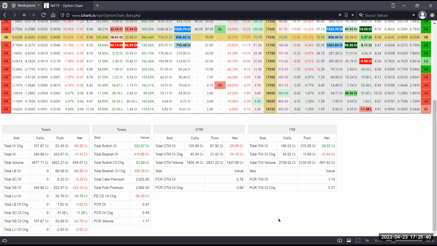Now these two sections here are of OTM options and in the money ITM options. Out of the money options, in the money options, these are the totals here.